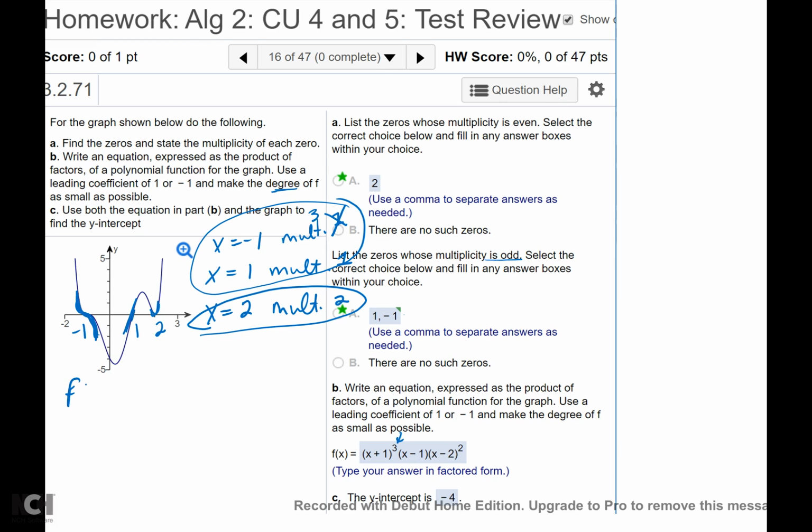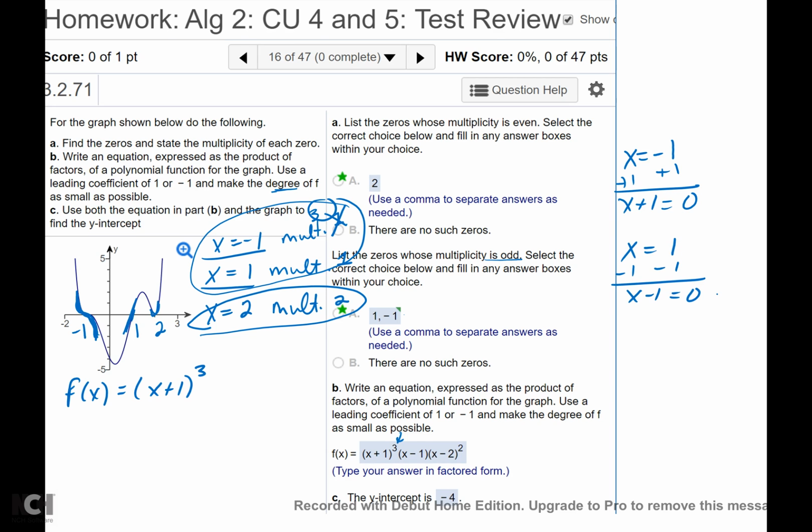Okay, so my function then will be, if you write this as a factor, we got x equals negative 1. To make it a factor again, add 1, x plus 1 equals 0. So that factor is going to be to the third. This factor, x equals 1, make it a factor, minus 1, x minus 1 equals 0. That's going to have a multiplicity of 1, so x minus 1 to the first. And then my last one, x equals 2, minus 2, x minus 2 equals 0, is going to have a multiplicity of 2. Okay, so that's where they got their equation from.